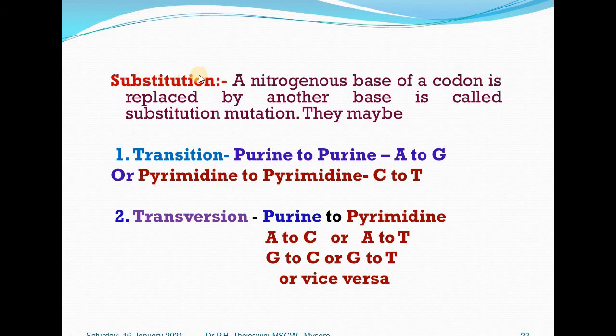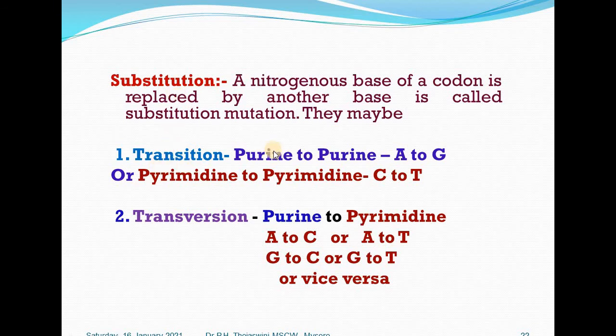The next molecular mechanism for mutation is substitution. In the substitution mechanism, a nitrogenous base of a codon is replaced by another base, and this is called substitution mutation. This can be of two types: one is transition, and the other is transversion. Remember, transition and transversion are the substitution methods which are brought about by induced mutation.